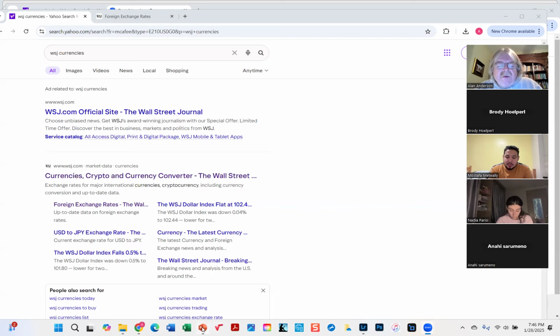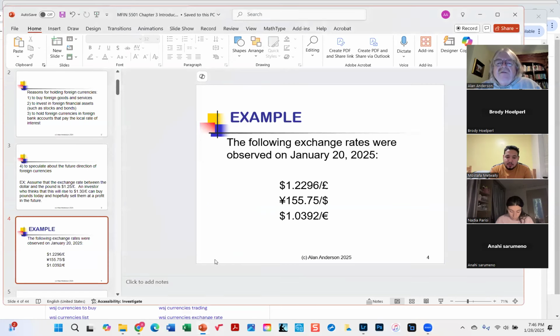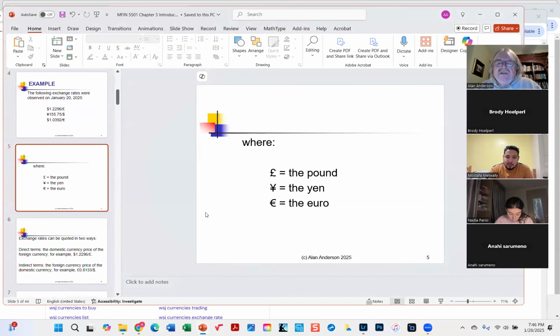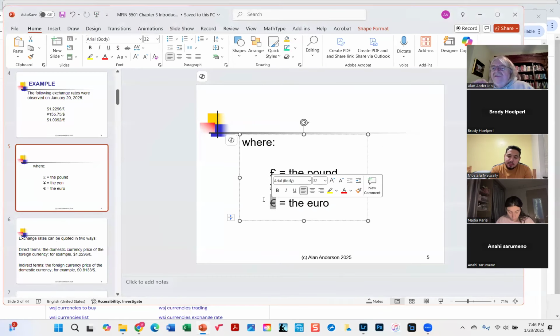And so what I wanted to do is go back to these slides and carry on from where we left off. By the way, most currencies do have a special symbol associated with them. These are the ones you're most likely to have seen. This is the British pound. This is the Japanese yen.